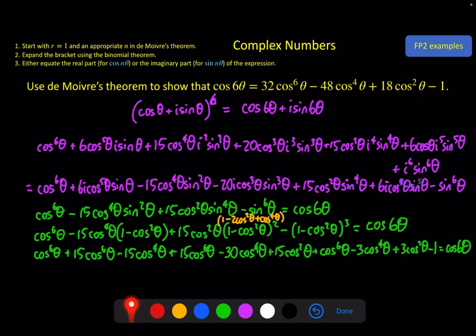And the last thing to do is to tidy this up, and that should give us this result here. So we've got 15, 30, 31, 32 cos power 6 theta minus 15, minus 45, minus 48 cos power 4 theta, plus 15, 18 cos squared theta, and of course on the end a minus 1.